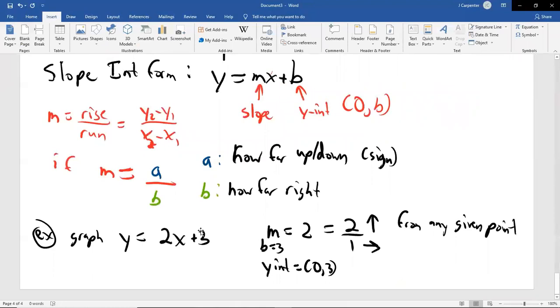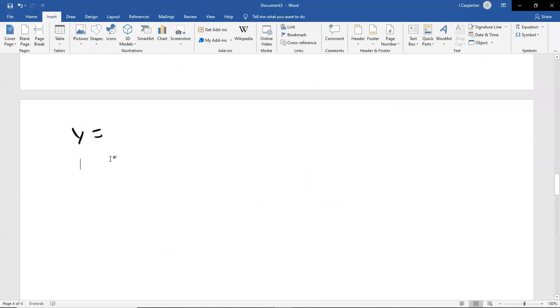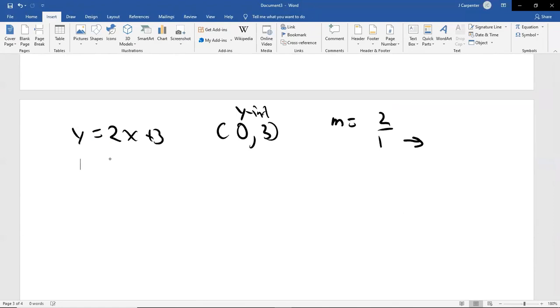So we're going to graph this, 2x plus 3. We're starting at 0, 3. And then from that point, we're going to go right 1 and up 2. So I'm just going to rewrite that information here. So y equals 2x plus 3. So we had the point 0, comma 3. That was our y-intercept. And the slope was 2 over 1. So we go right 1 and up 2.